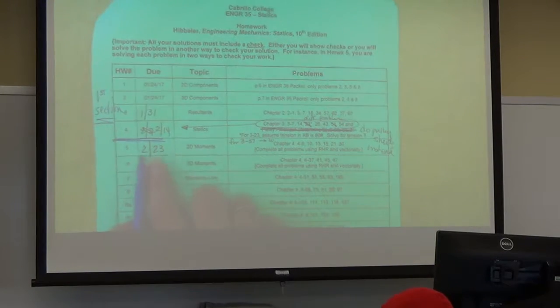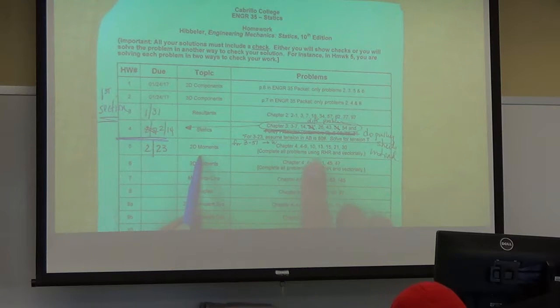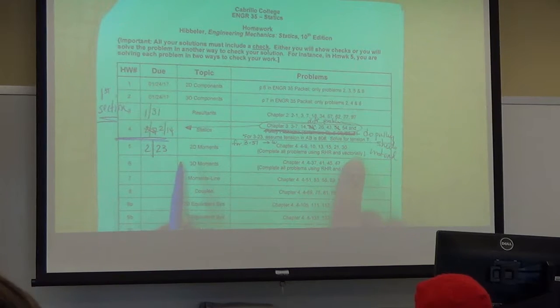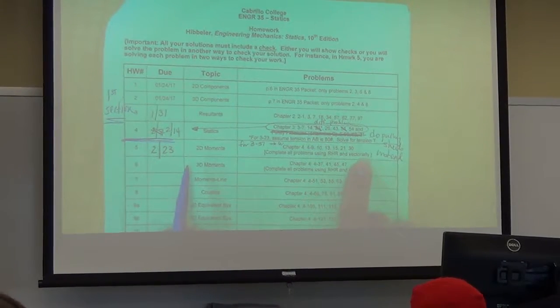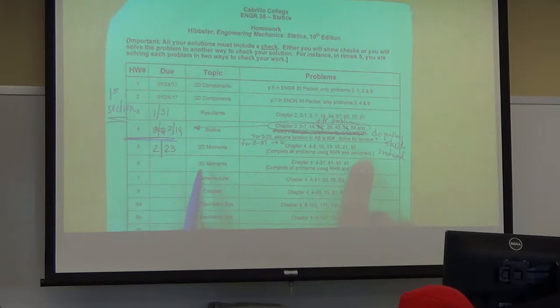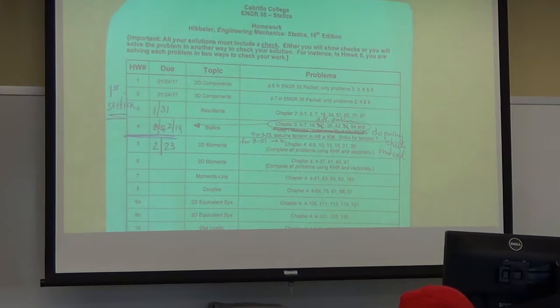So there's 3D. You're handing in today the 2D moment, and you should have done the right-hand rule method and the vectorial method for both, and you should have gotten the same answers for both. That's the way you're checking moments. In statics, we've always been doing checks as we go along. I'll give them back to you on Tuesday because I'll grade them this weekend.